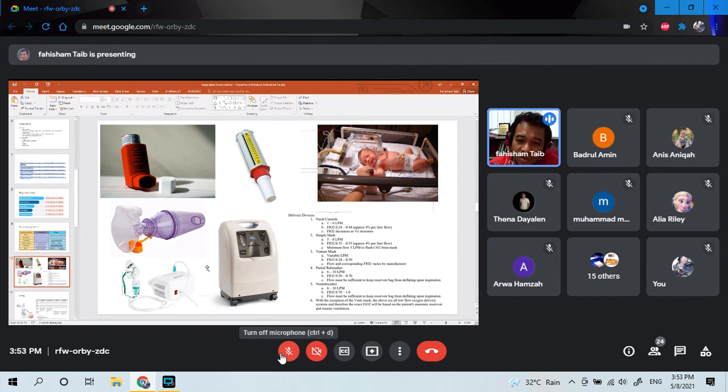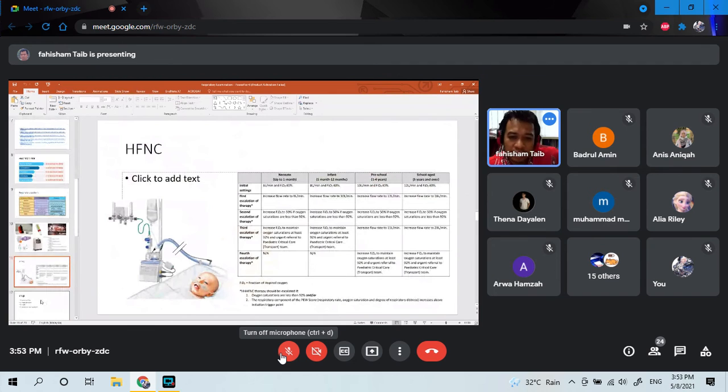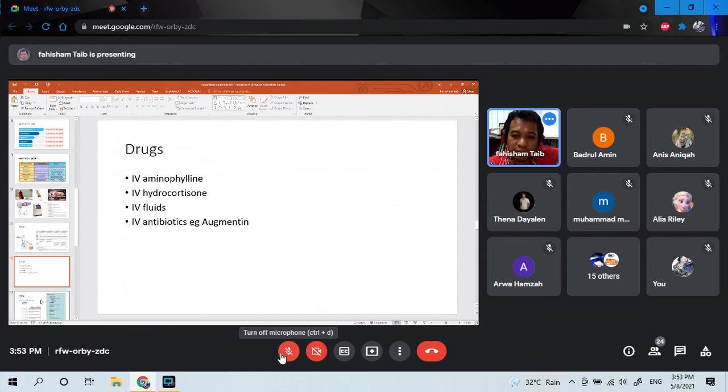This is an oxygen concentrator. Sometimes you might see this. This is a head box. A baby might be on the head box oxygen to supply oxygen if they have underlying respiratory problems. Okay, high flow nasal cannula. This is what you use commonly.